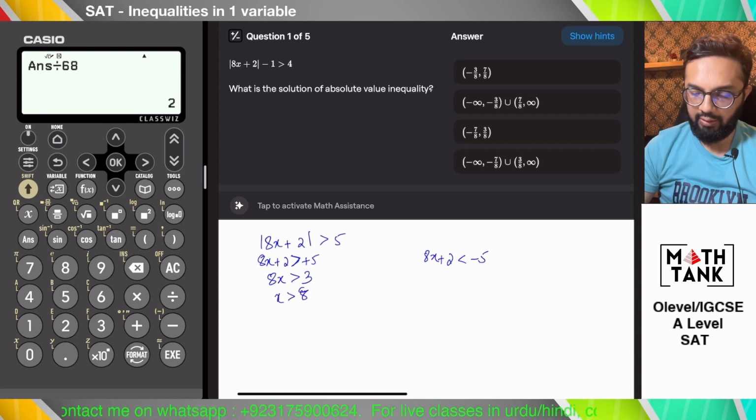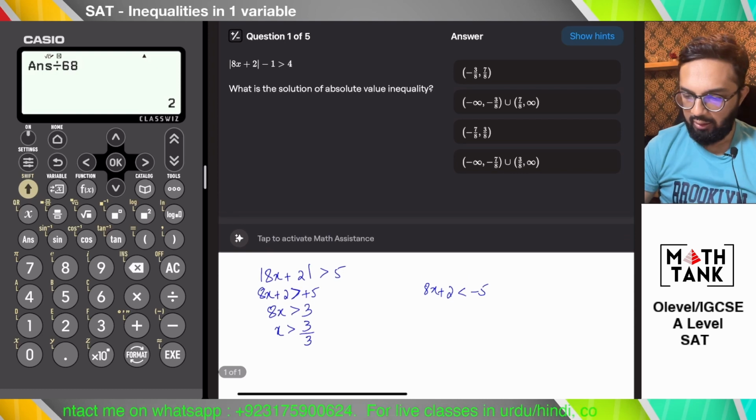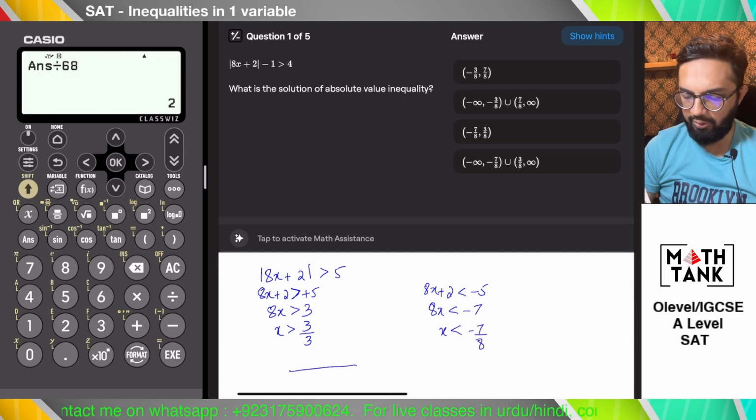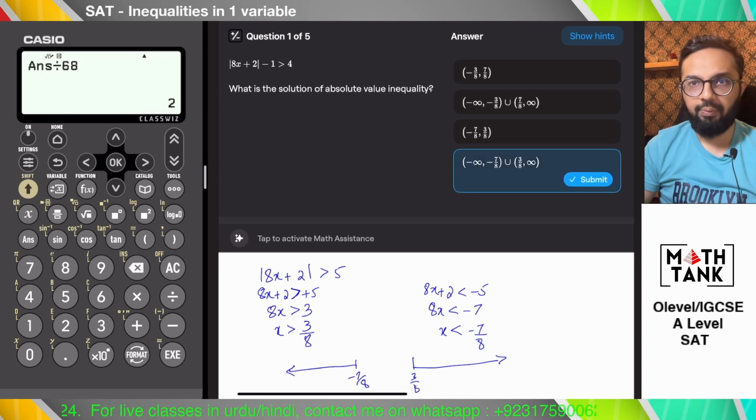So x is greater than 3 over 8. Okay, so it's greater than 3 over 8. And let's solve this one. This one is a less than, so x is less than minus 7 over 8. It's going in opposite directions, minus 7 over 8, and it's going like that, and 3 over 8, not 3 over 3, 3 over 8, and it's going like that. So I have this as the correct answer.